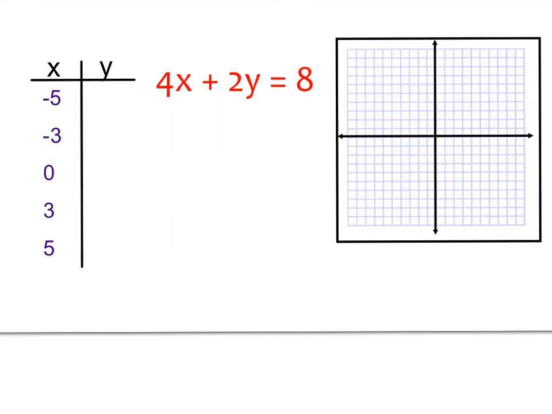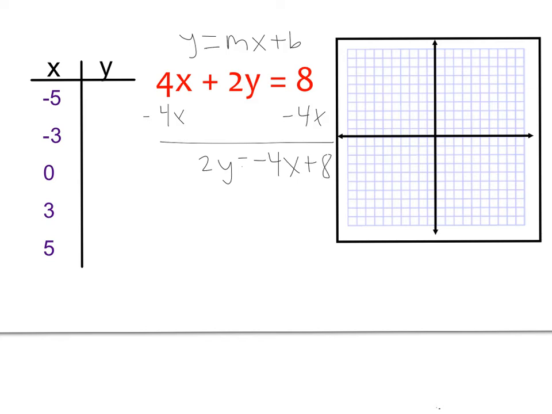So as I get this equation out of standard form, I first need to subtract 4x from both sides. Because again, slope-intercept form is y equals mx plus b. So I end up getting 2y equals negative 4x plus 8. Now I need y to be by itself, so I'm going to divide everything here by 2 and get y equals negative 2x plus 4.